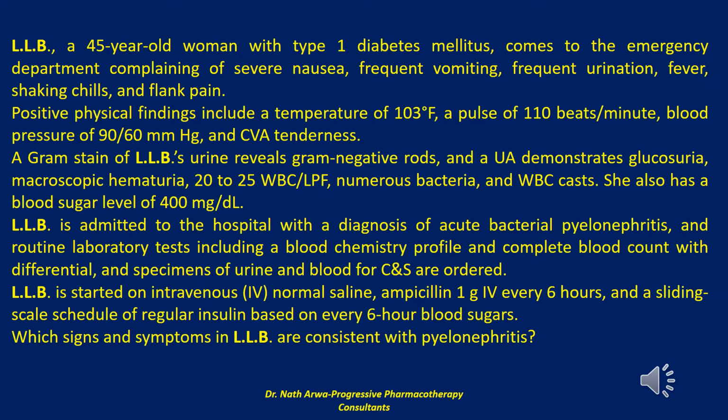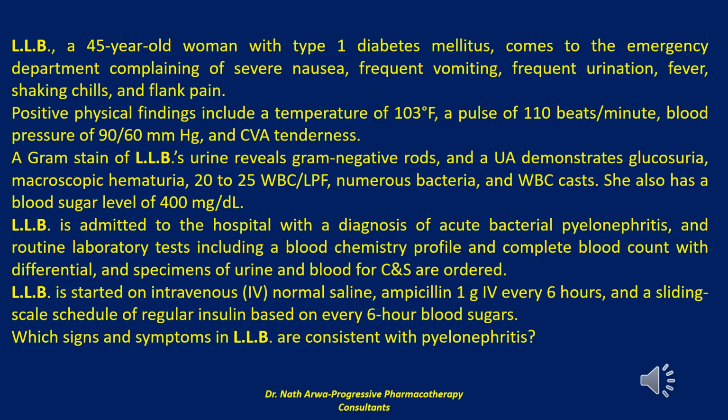A gram stain of LLB's urine reveals gram-negative rods, and a urinalysis demonstrates glucosuria, macroscopic hematuria, 20 to 25 WBC per LPF, numerous bacteria, and WBC casts. She also has a blood sugar level of 400 mg per deciliter.